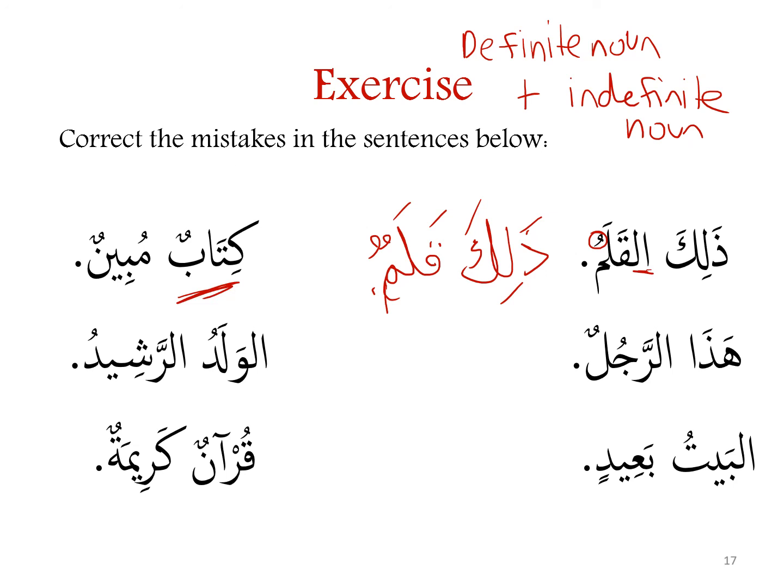So to adjust it, we just have to say al-kitabu, and we can keep this the same because there's obviously a sifa that's describing it. Well, we just have to keep that there. Mubinun. Al-kitabu mubinun, and it would be correct.